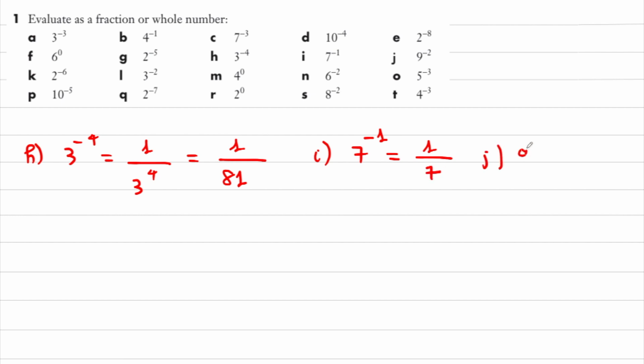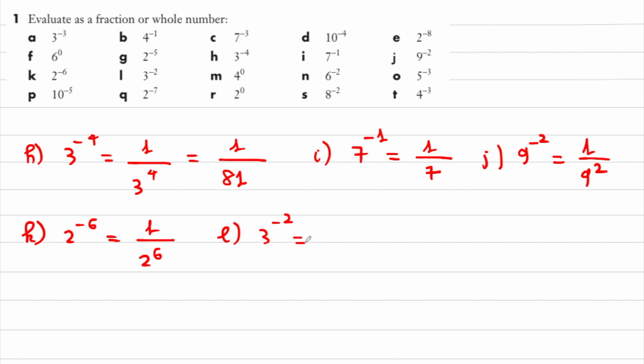About J, 9 to the power of minus 2, so 1 over 9 to the power of 2 like this, 1 over 81, right? Question K, 2 to the power of negative 6, this is 1 over 2 to the power of 6. Question L, 3 to the power of minus 2, so 1 over 3 square. Question M, very easy, 4 to the power of 0, this is equal to 1. Question N, 6 to the power of minus 2, here is 1 over 6 square.